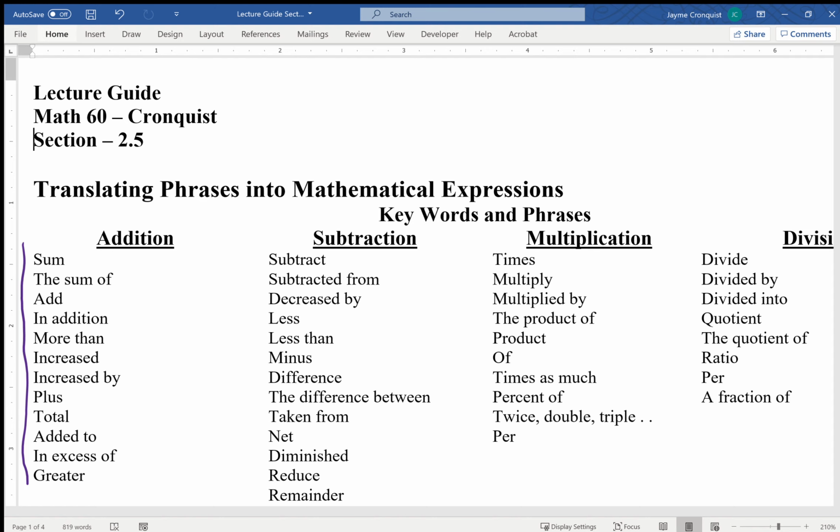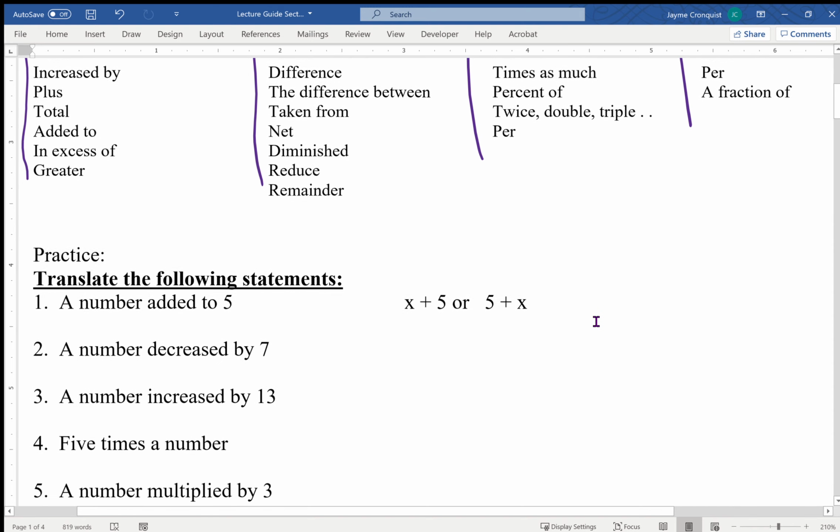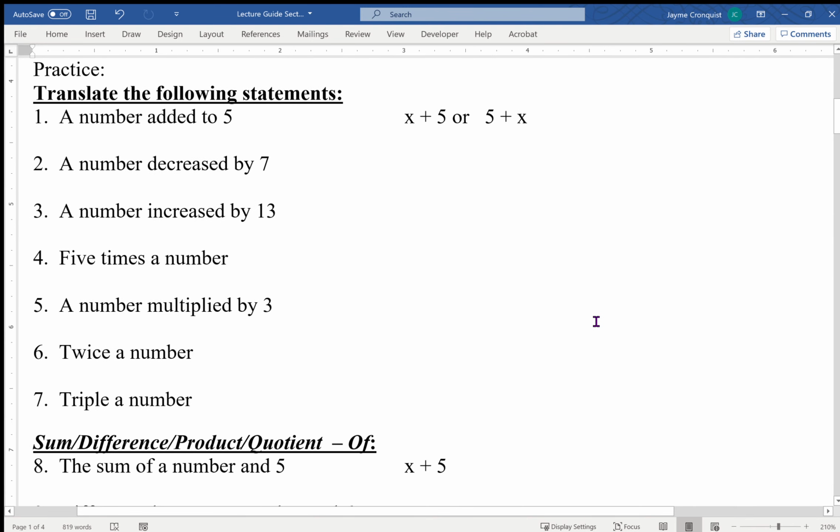Sum, the sum of, add, in addition, more than, increased, increased by, plus, total, added to, in excess of, and greater. Subtraction, there's another list. So we're going to be using all of these words and translating them into mathematical sentences. This is the first part of how we deal with word problems. Okay, translate the following statements.